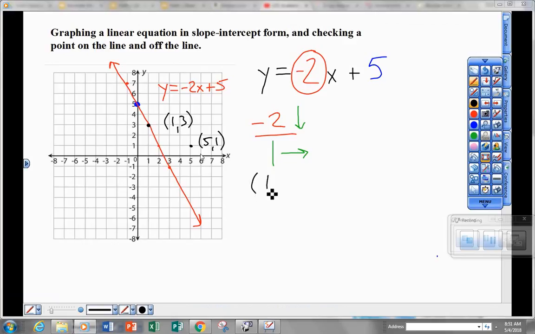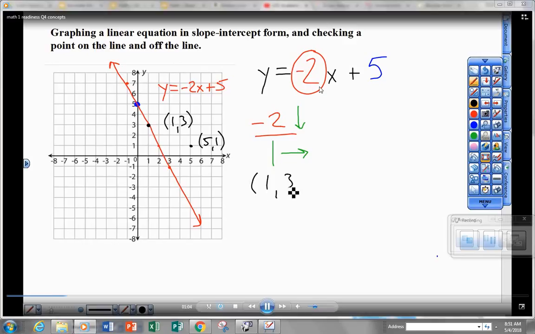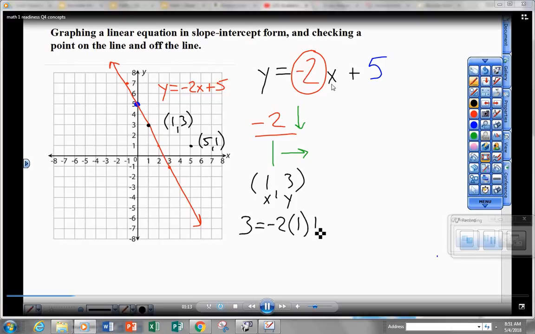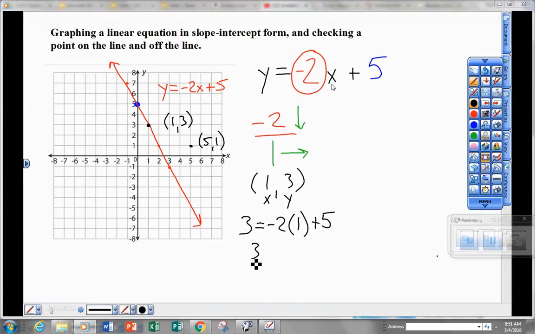So when I plug a point on the line into the equation, it will work and give me a true statement. So x is 1, 3 is y. Where there's a y, I'm going to plug in 3. That negative 2 is still part of the equation. Where that x is, I'm going to plug in 1. And I still have that plus 5. So that gives me 3 equals negative 2 plus 5. That is a true statement. 3 equals 3. That is a true statement.